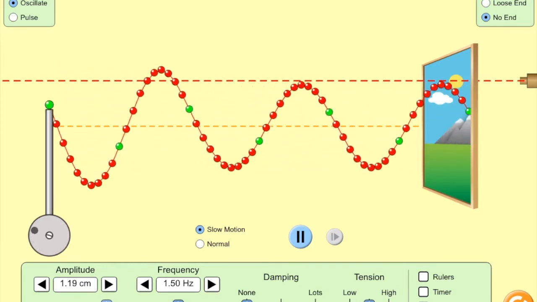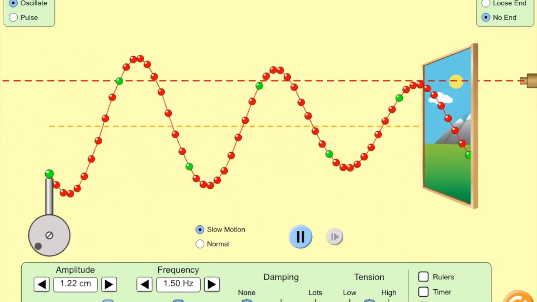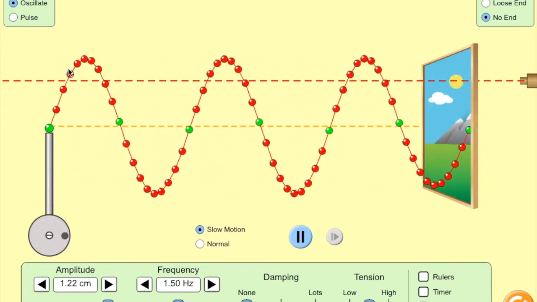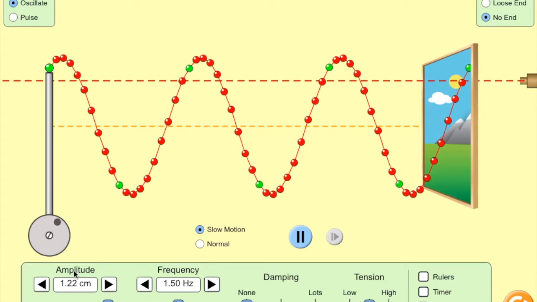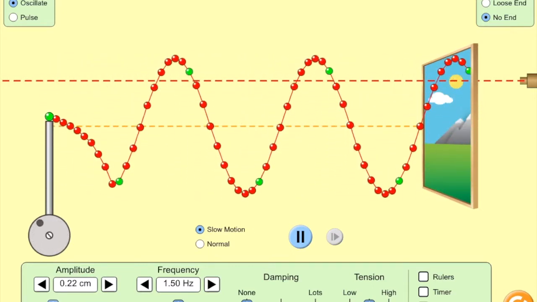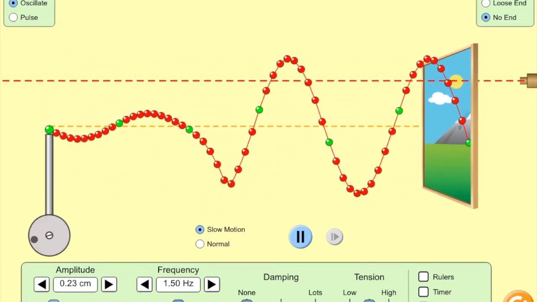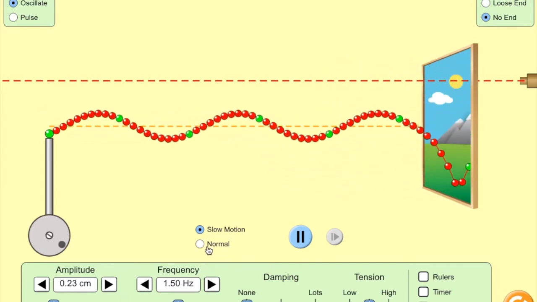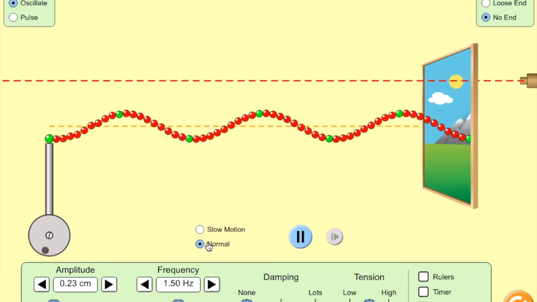And so what we're going to do here is we can change the amplitude. Basically, you just see the wave gets taller, the crest gets higher, or the trough gets lower, however you want to look at it. Or we can lower the amplitude, and the wave gets a little bit shorter in height above and below the reference or origin line.